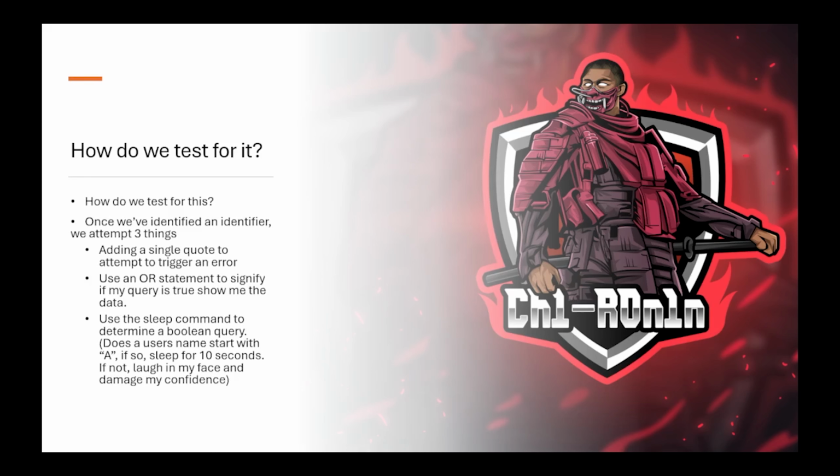Once we've identified an identifier, we attempt three things. One, we add a single quote to attempt to trigger an error. Two, we use an OR statement to signify if my query is true, show me the data, and proceed with my query. Three, we use the sleep command to determine a Boolean query. So does a user's name start with A? If so, sleep for 10 seconds. If not, laugh in my face and destroy my confidence.